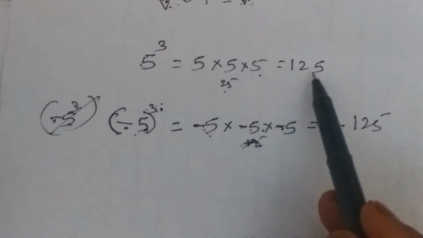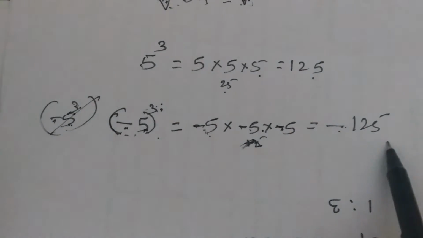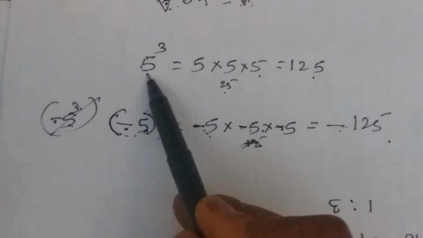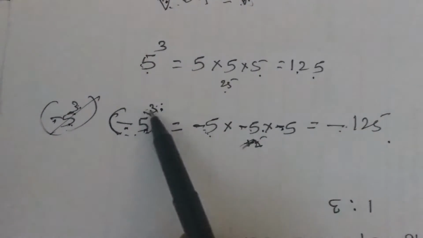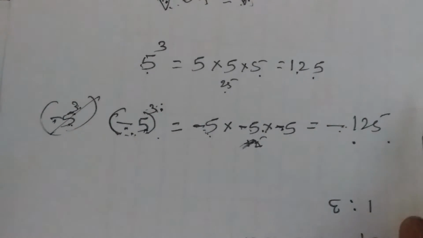So now look at it. Cube of 5 is plus 125. Cube of minus 5 is minus 125. So what do we understand from this? Cube of a positive integer is positive. Cube of a negative integer is negative. This is one property of a cube. We'll see a few more properties of cubes now.